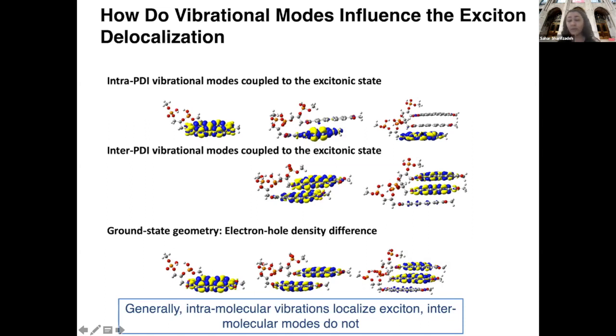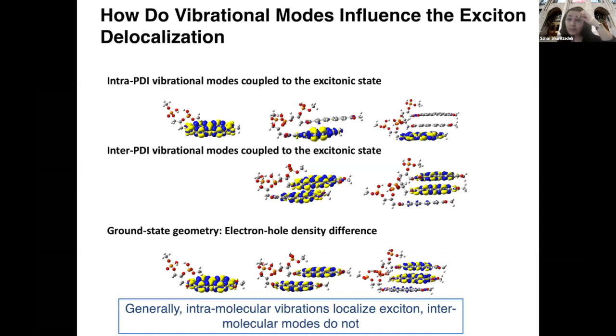Although, because we have so many different ground state structures and so many different excited states, this isn't the case for every single state, but in general, intermolecular modes will maintain the delocalization of the excited state, whereas intramolecular modes localize. Because we see in our Franck-Condon analysis that the excited states couple to both types of excitations, this suggests that we might have a mixture of localized and delocalized excitonic states.